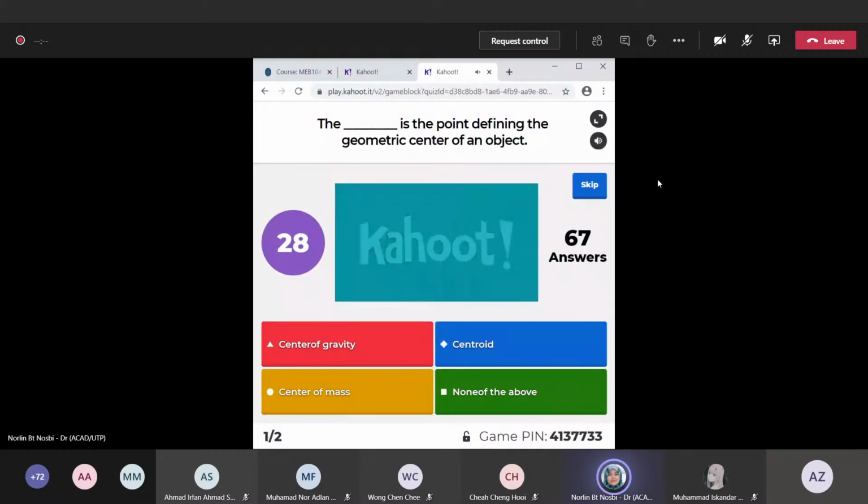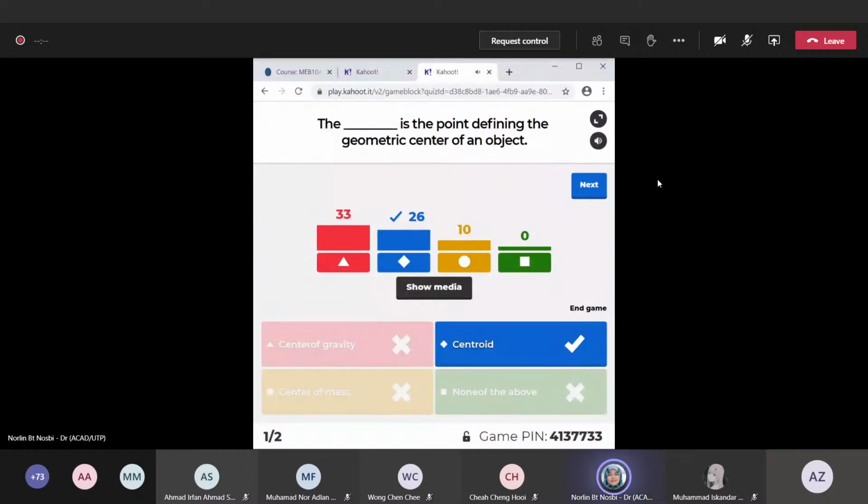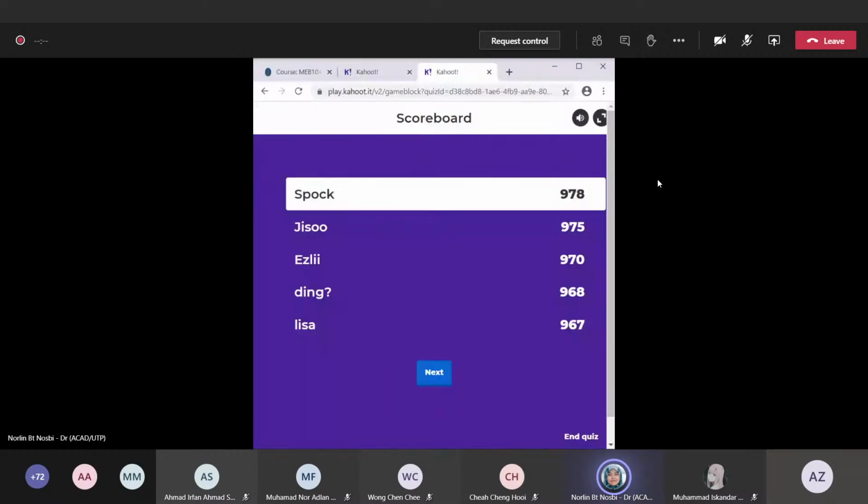Okay, what is the geometric center of an object? Okay, we will look at the answer later. Okay, the answer is centroid. What is the point that defines the geometric center of an object? So it would be centroid. So there's only 2 questions. Okay, Jisoo, Easily, Ding, and Lisa answered fastest. Yes, congratulations.